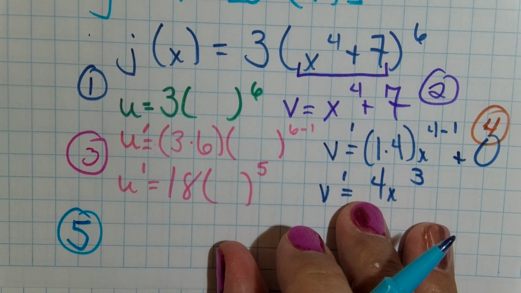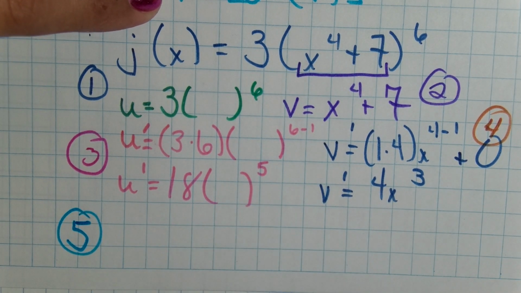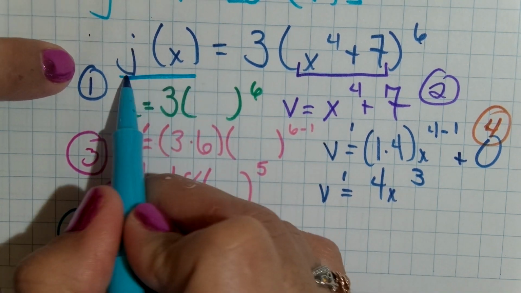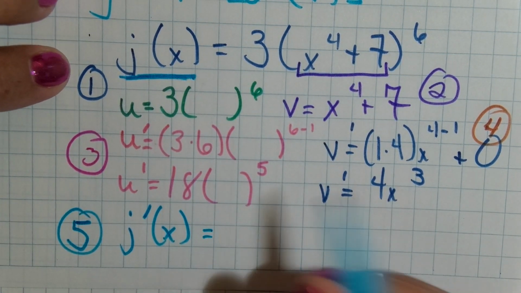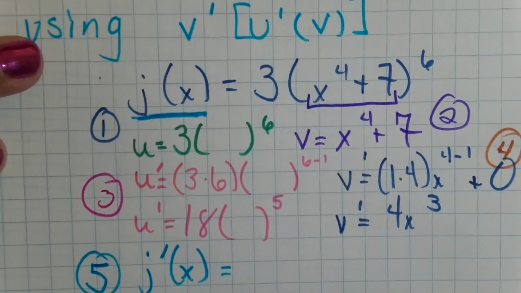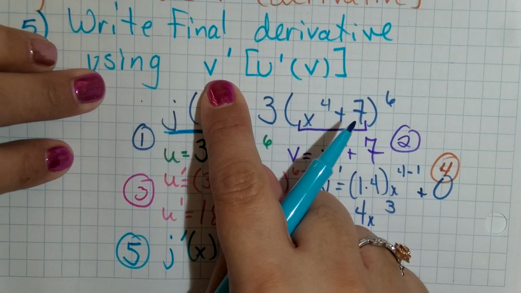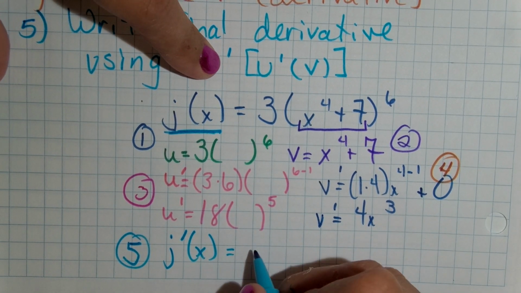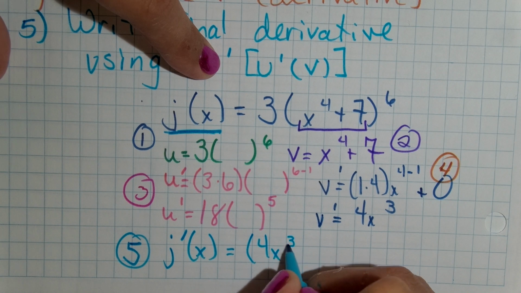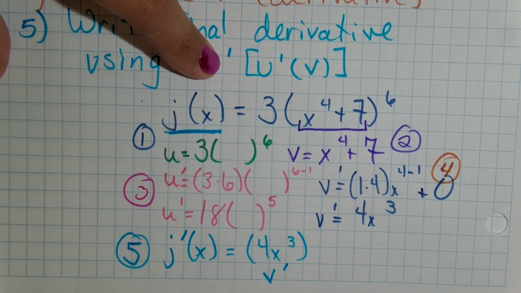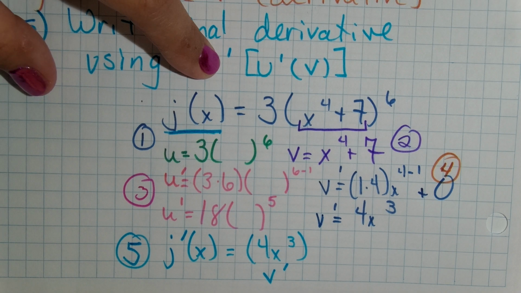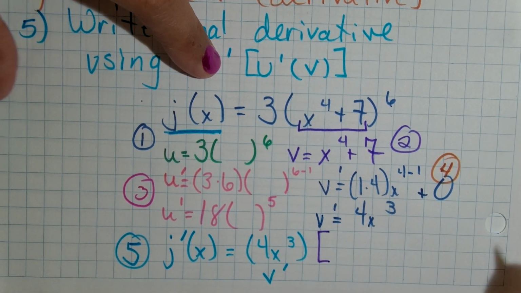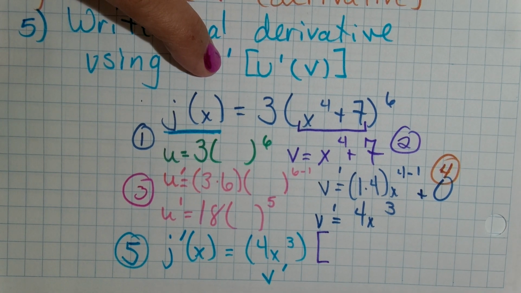Step 5. Remember to always use proper notation. So I have j prime x because this is my function notation. Let's see if I can put this all together. Okay, so v prime. V prime is here. V prime is here. 4x cubed. So this is v prime. Brackets, because we want to make sure that we're separating the things.